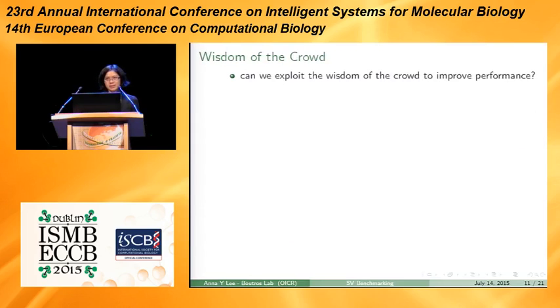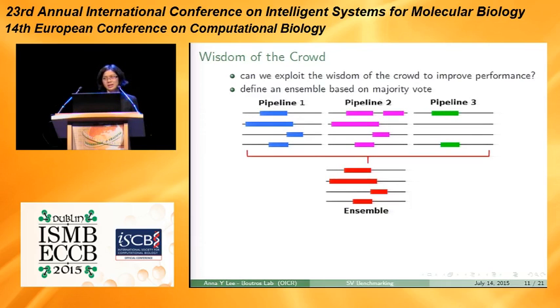Okay, but we again ask the question of whether or not we can exploit the wisdom of the crowd to improve performance. In other words, can we combine different submissions produced by different pipelines such that the performance is improved? So for example, we can define an ensemble based on majority vote. If we have 3 pipelines, then we would look for calls that agree or calls that are apparent in at least 2 out of the 3 pipelines.